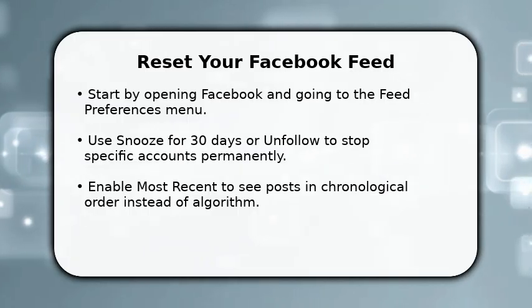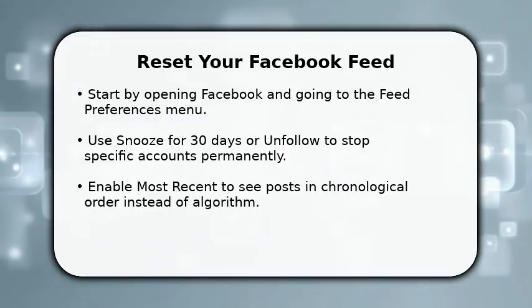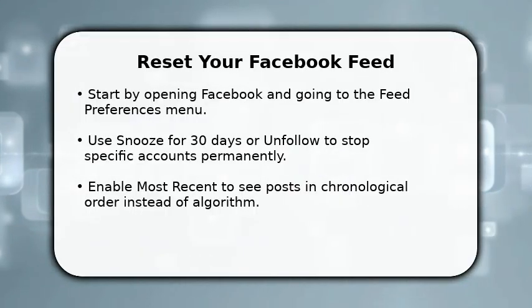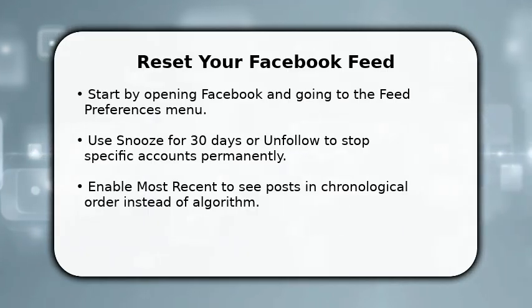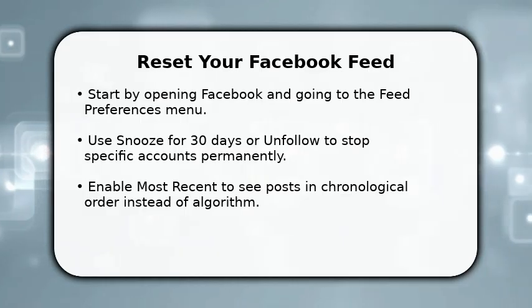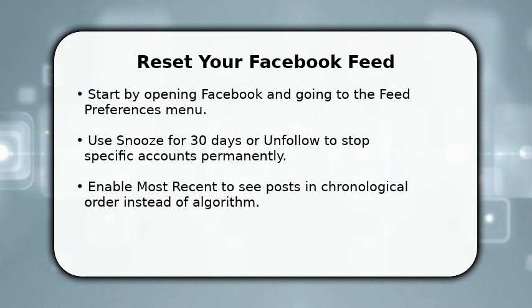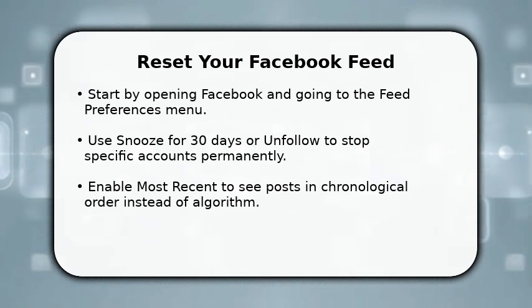Use Unfollow to remove accounts permanently from your feed. Use Snooze for 30 days to pause specific people and pages immediately. Choose See First to prioritize important friends or pages in your feed. Toggle Most Recent to switch from algorithmic ordering to chronological posts for a cleaner experience.